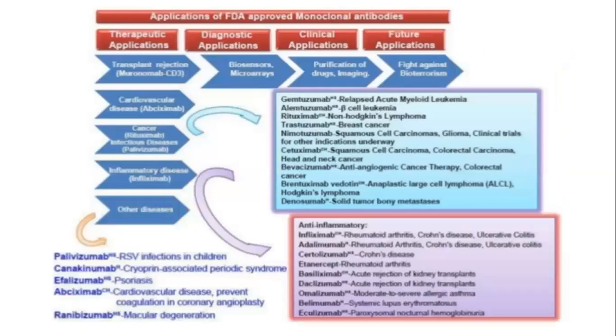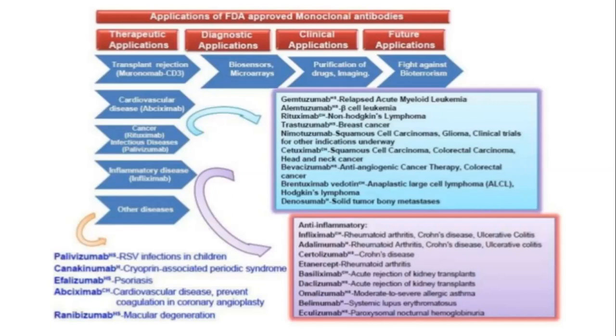This is how the monoclonal antibody can be used for different purposes: for therapeutic applications, for diagnostic purposes, for clinical applications, and for future applications. And all the antibodies have been approved by the FDA, Food and Drug Administration, for human use. So for therapeutic applications, for say transplant rejection, muromonab along with CD3 can be used.